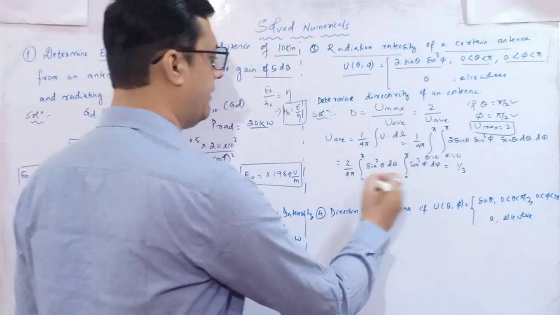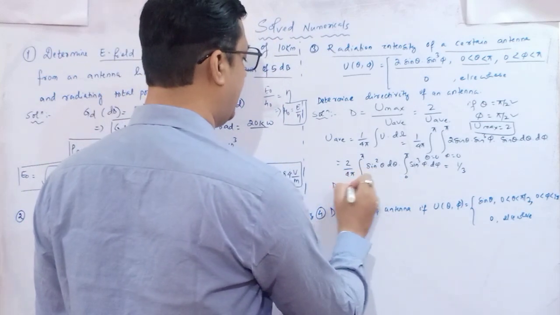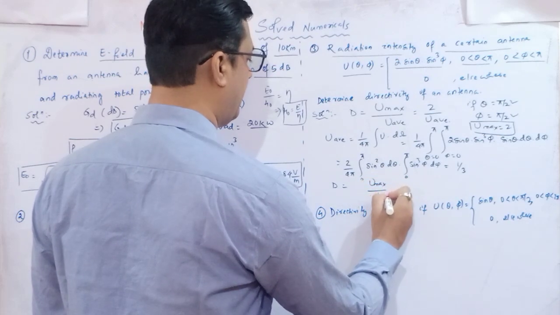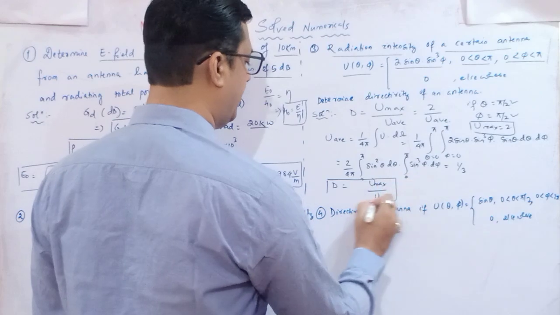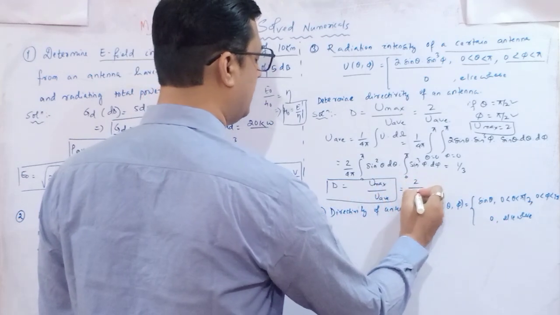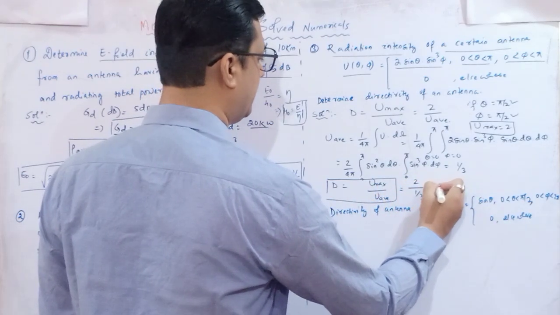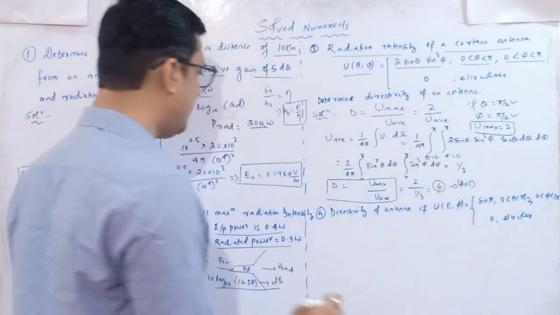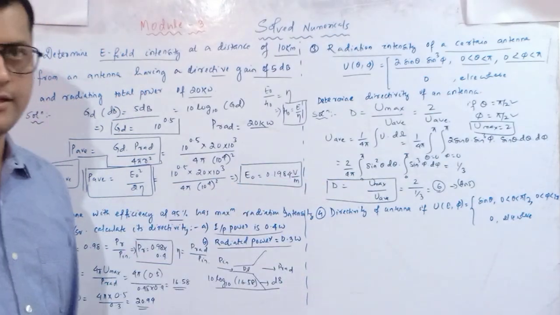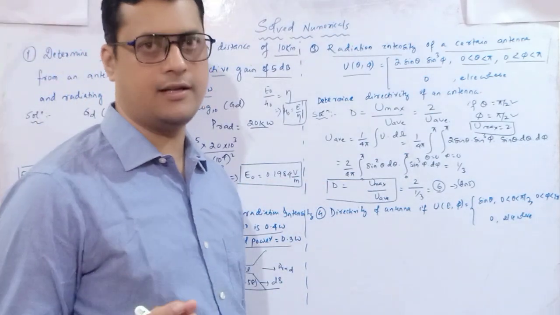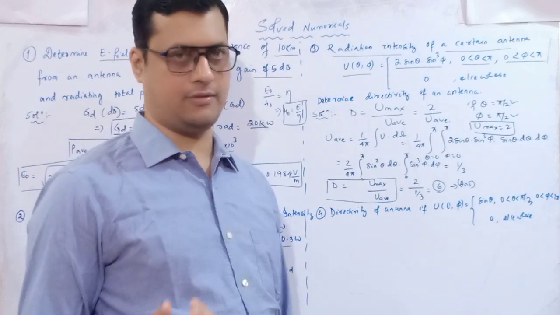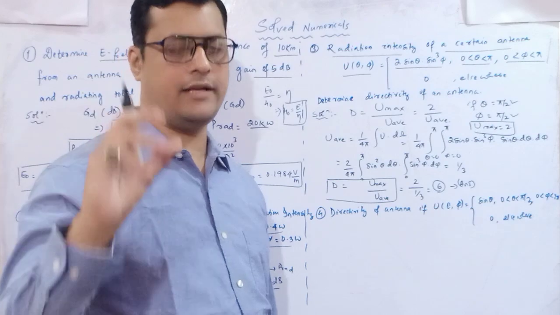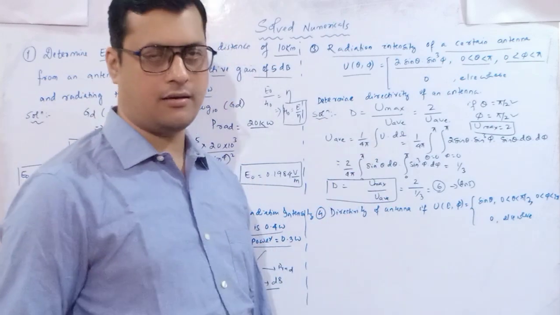Okay, after solving this, my directivity is U max divided by U average. So this is the directivity relation. U max is 2 and U average is 1 by 3, so you will get 6. This is your answer, this is your directivity. With the help of these small relations, we can determine the unknown factors. The relations play a vital role. Only remember these relations and derivations, and it is quite easy to solve this sort of numerical.